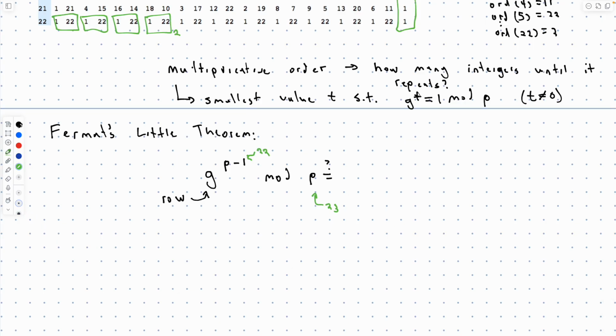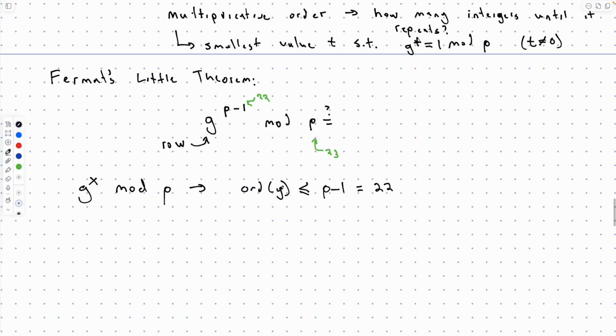So if we put this together, if I do G to the X mod P, then the order of G will be less than or equal to P minus 1. That would be 22 in our working example. Now, could you have an order less than 22? You can. We saw it.